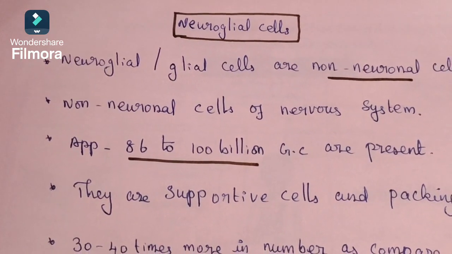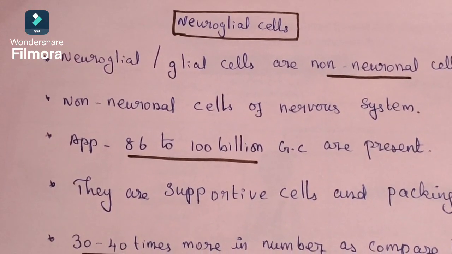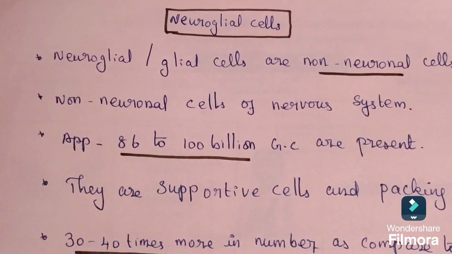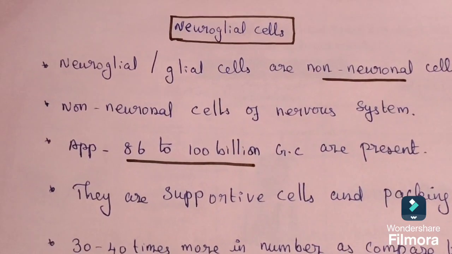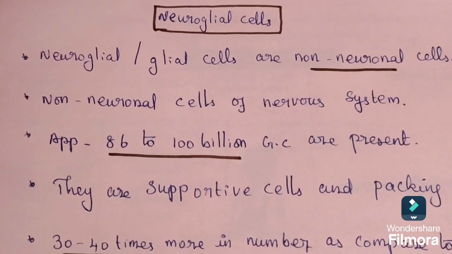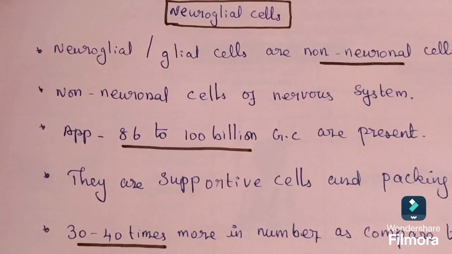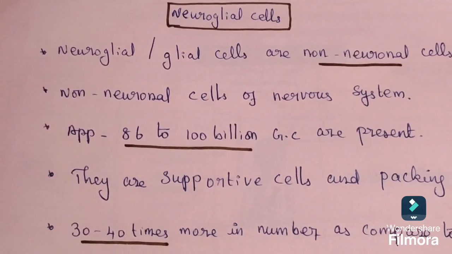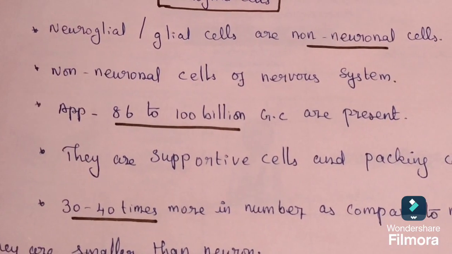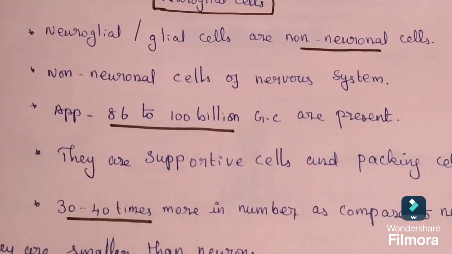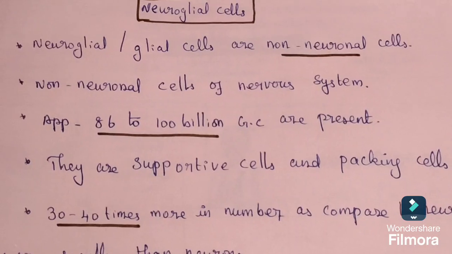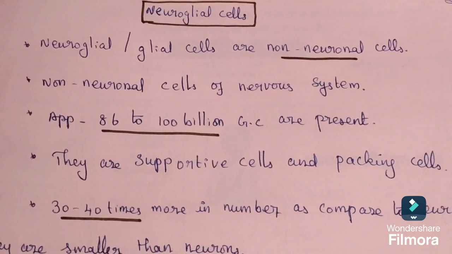In this video, we'll discuss neuroglial cells. What is a neuroglial cell? A neuroglial cell is also called a glial cell or non-neural cell. Non-neural cell means they are not part of the neuron, but they are associated with the neuron, and they perform different types of functions.